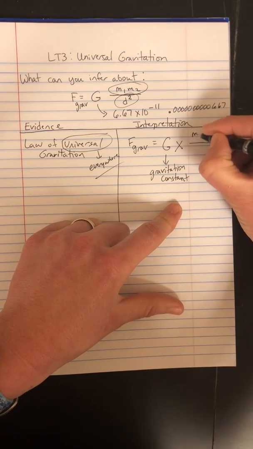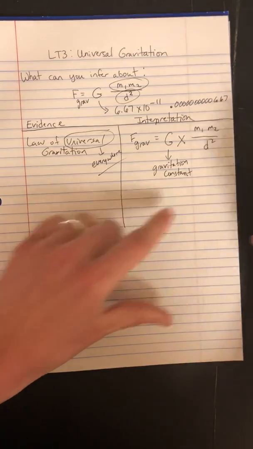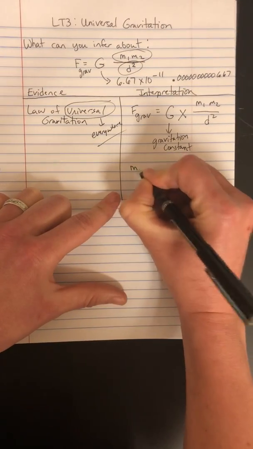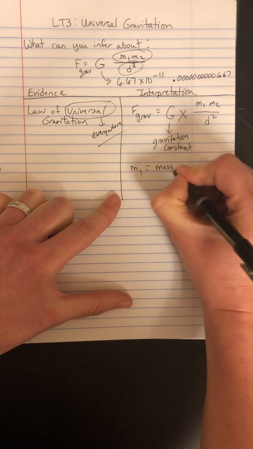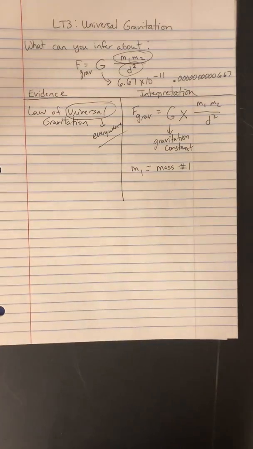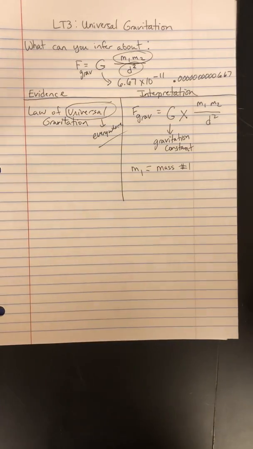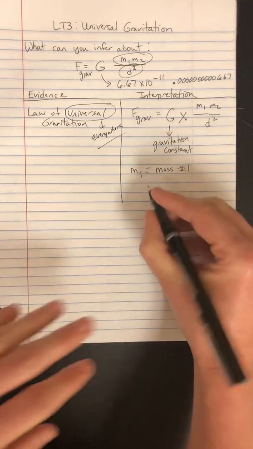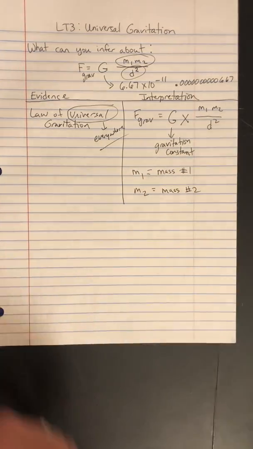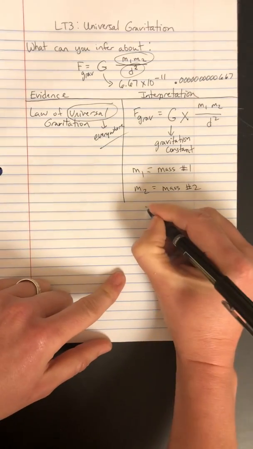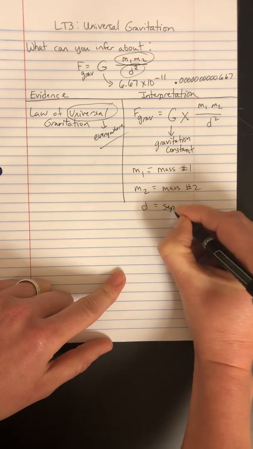Then we have m1, m2, d squared. m1 is mass 1. We say mass number 1. It could be the Earth. It could be an asteroid. It could be a plate in the weight room. It could be anything that has mass. So mass 1. And you're smart folks, I know you know mass 2 is just object number 2, or mass number 2. And from yesterday, we know d is the separation distance.